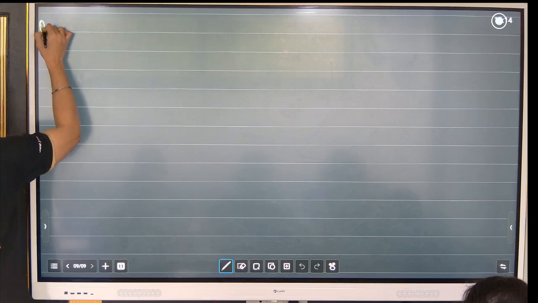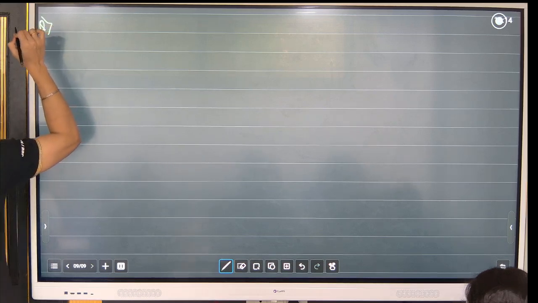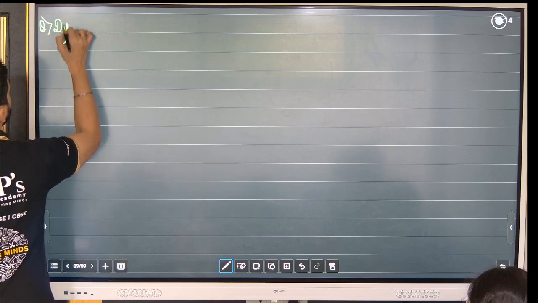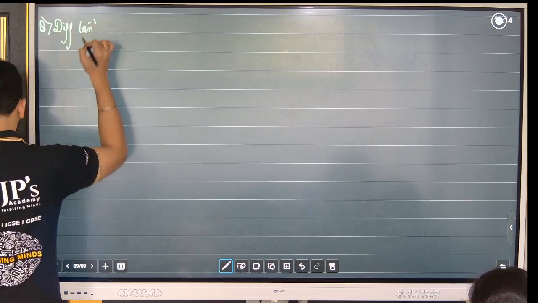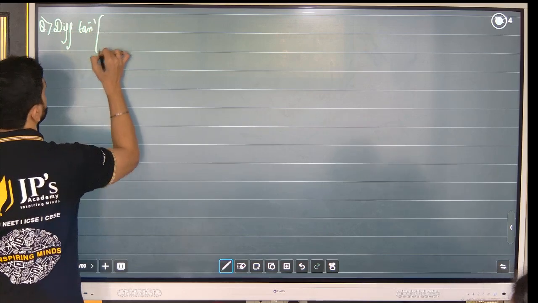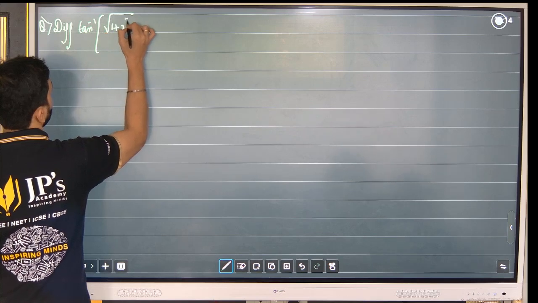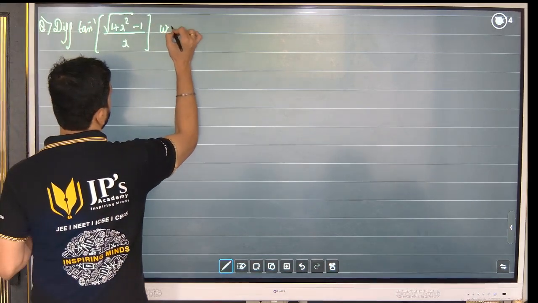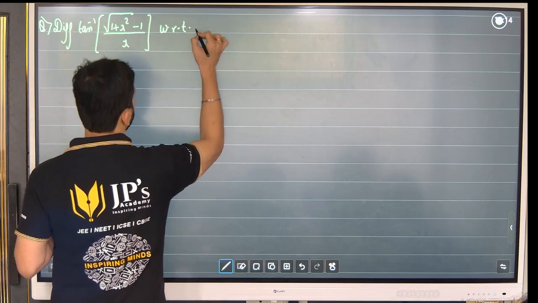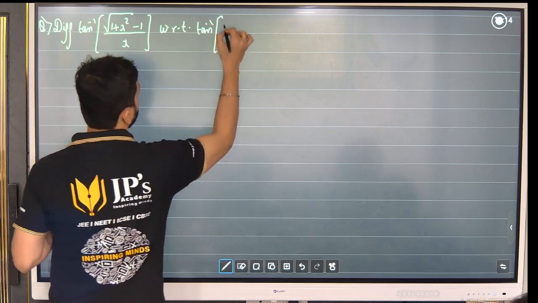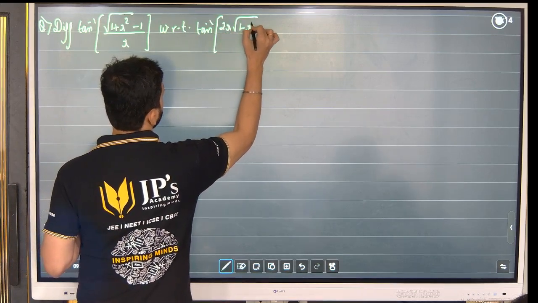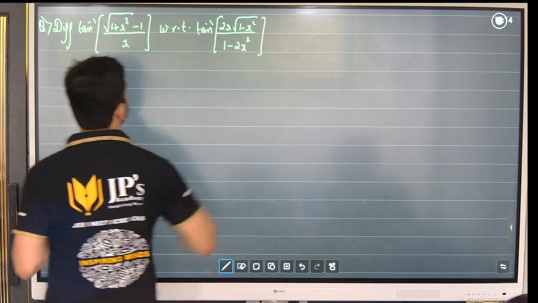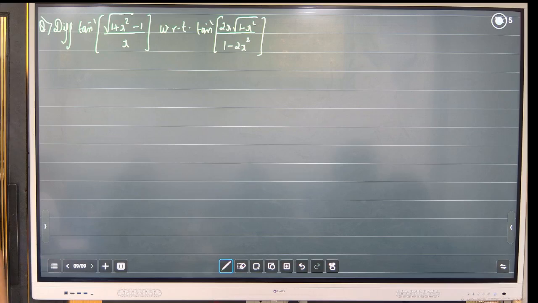Now, the next question: differentiate tan inverse of under root of 1 plus x square minus 1 upon x with respect to tan inverse of 2x under root of 1 minus x square upon 1 minus 2x square. A very important sum and a very easy sum.